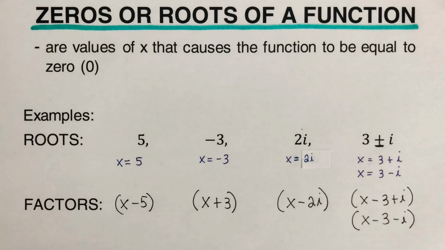Okay, going back to the example, since the highest exponent is 4, it means that there are 4 factors for this polynomial function. Our task is to determine what these factors are so that when we multiply these 4, it's going to come out to this.